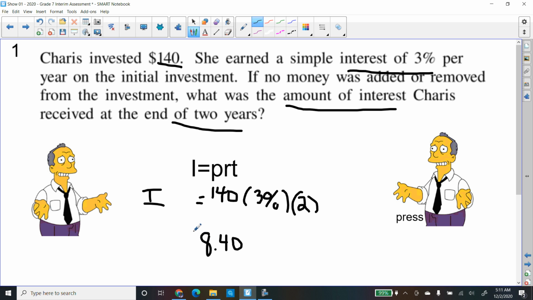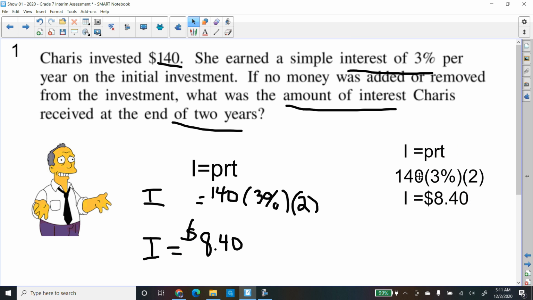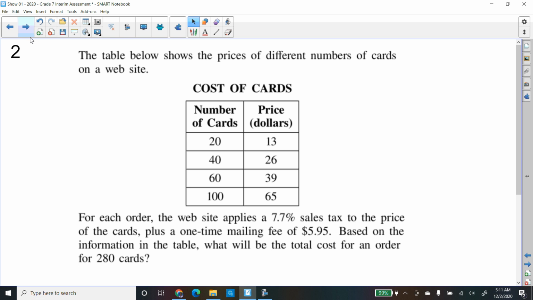So 8.4. That's the interest Sharice will receive at the end of 2 years. So I hope you got that right. And let me check my answer. Press here. So interest equals principal times rate times time, 140 times 3% times 2, and that'll give you 8.4, choice D. All right. Nice going, Sharice. Enjoy your interest.